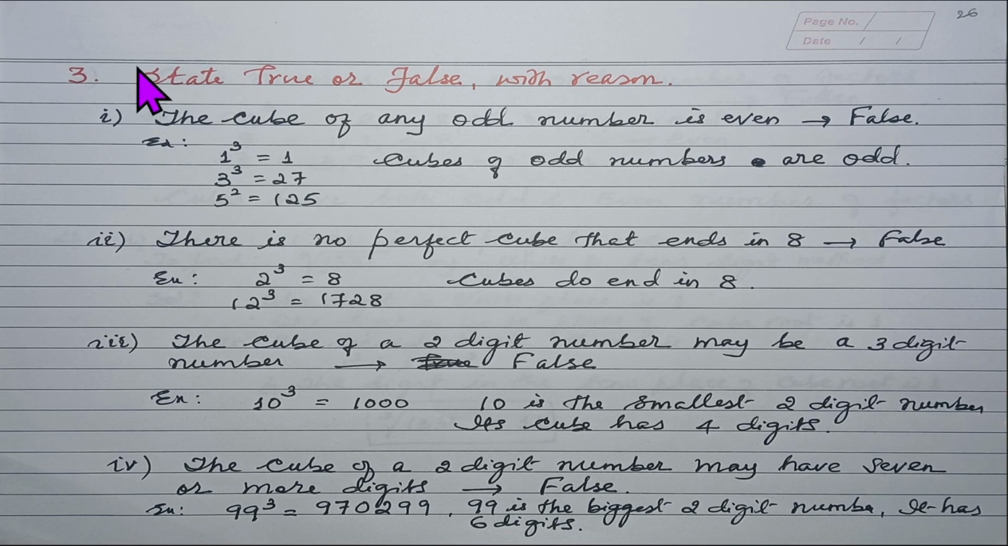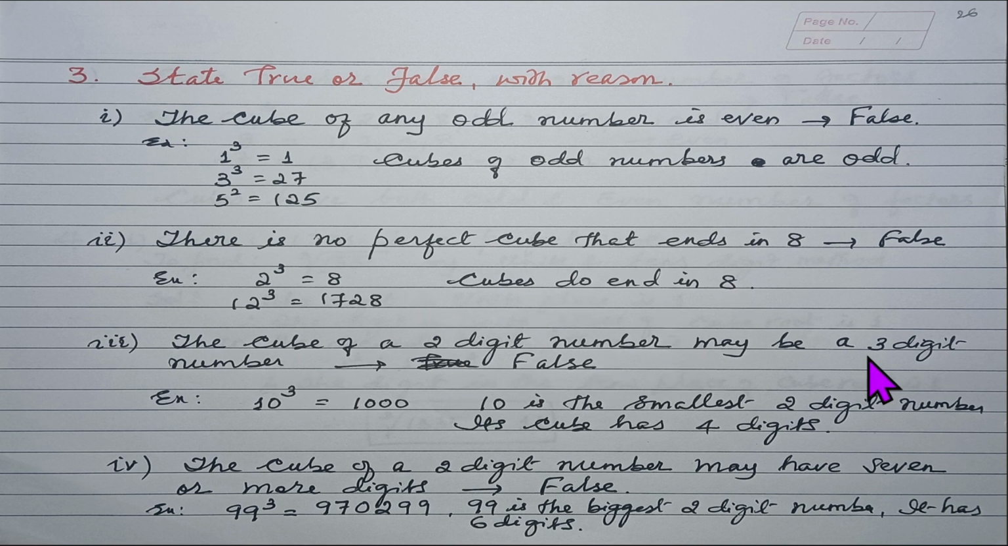Remember that. Now state true or false with reason. The cube of any odd number is even. It is 100% false, because the cube of any odd number is odd. 1 cubed is 1, 3 cubed is 27, 5 cubed is 125. The odd number cubes are always odd, and therefore the statement is false. There is no perfect cube that ends in 8. That is false again, because 2 cubed is 8, 12 cubed is 1728, and so on. So cubes do end in 8.